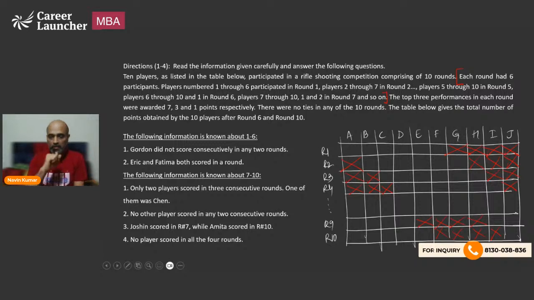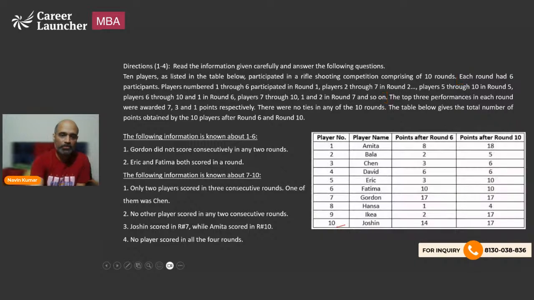Okay. Top 3 performance. Okay, let's go back to this. Top 3 performances in each round were awarded 7, 3, 1 points respectively. So, topper, whoever was the first, scored 7 points. The person who was second, scored 3, and the person who was third scored 1 point. There were no ties in any of the 10 rounds. So no 2 people scored 7 in a round, or 3 in a round, or 1 in a round.